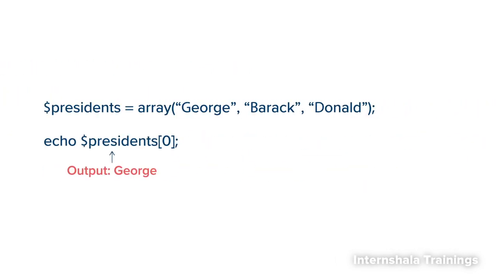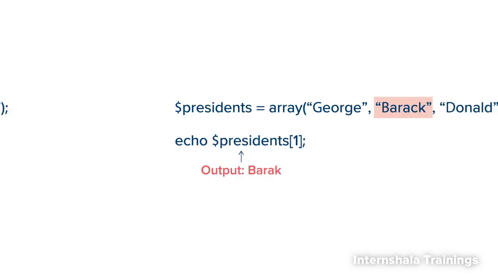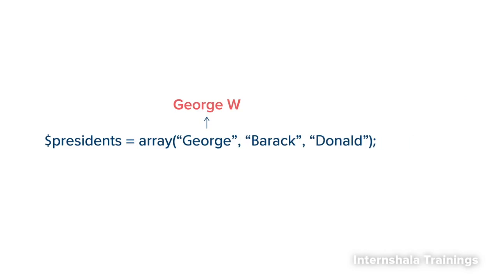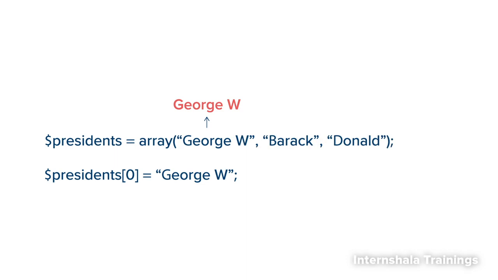Now, to print any of these elements, we need to use their corresponding array index. Say, we want to print George. So we will first use the variable name followed by the index value 0 inside the square brackets like this. Similarly, we can print the second and third element like this. We can also replace any existing element in the array. Say we want to update the name of the first element. What we have to do is simply first write the array index corresponding to the element equal to the updated value like this. So this will update the element present in the index 0.